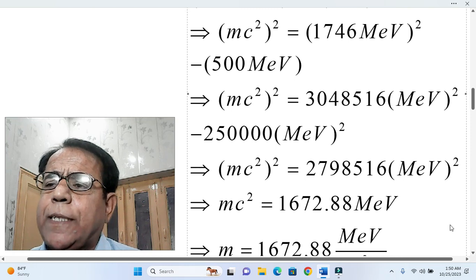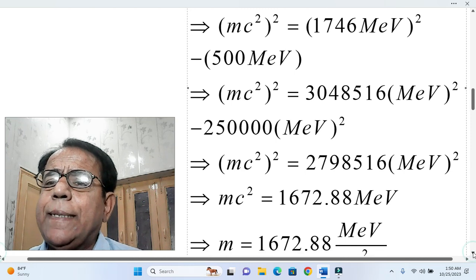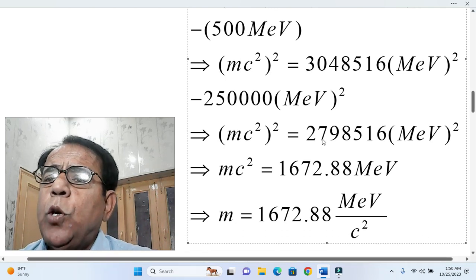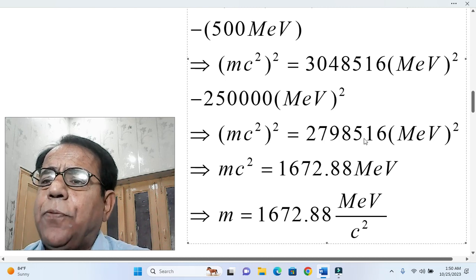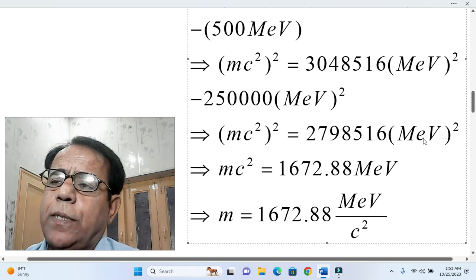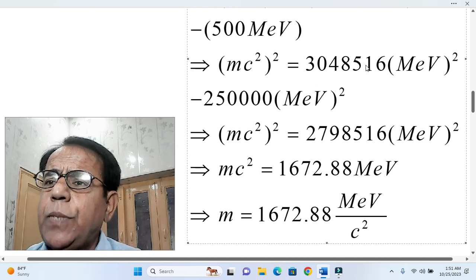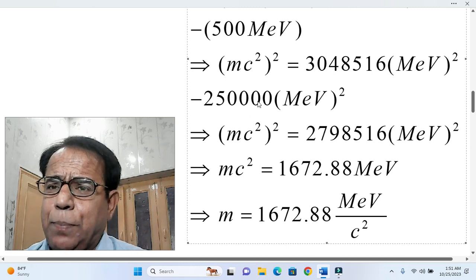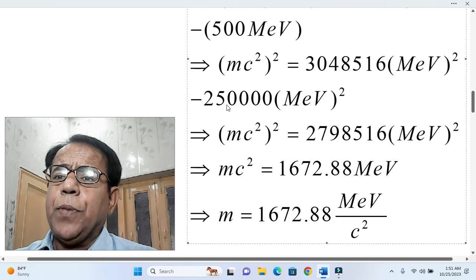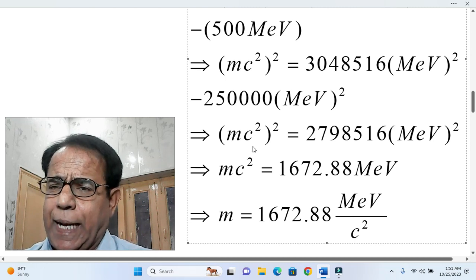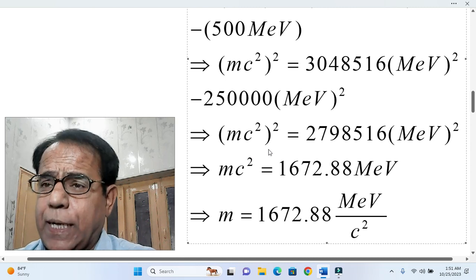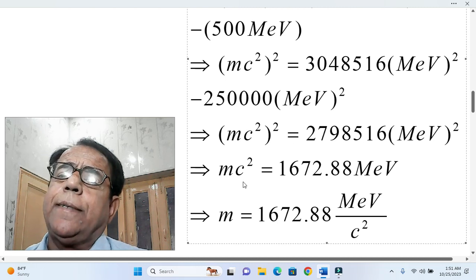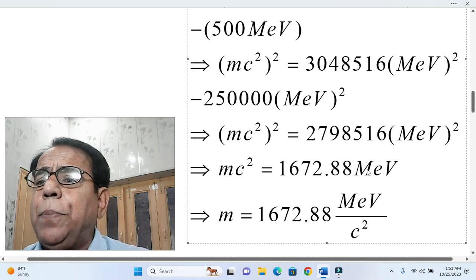Okay, so we have just simplified these two terms, and hence our (mc square) whole square has become equal to 2798516 (million electron volt) square. Because from this bigger figure 3048516, this minor figure 250000 has been subtracted, and hence (mc square) whole square has become equal to this. In the next step we will take the square root on both sides, and hence mc square will become equal to this.